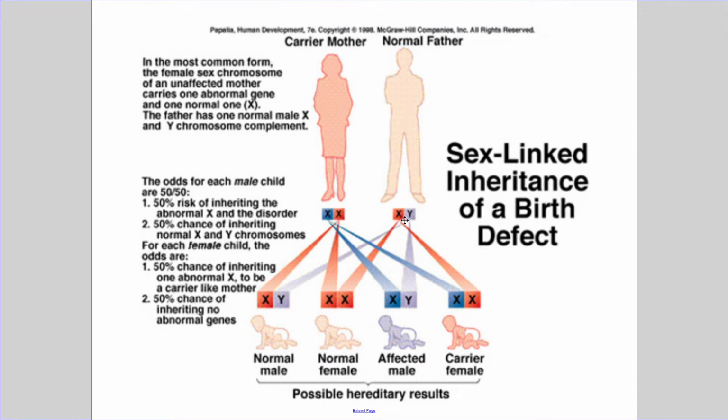And then you could also have a good X from dad and a bad X from mom. That would be a carrier female. So she wouldn't be affected by the disease because she happens to have a good X that she got from her dad, but she would be carrying disease to possibly pass on to her future children.